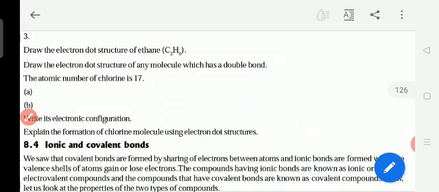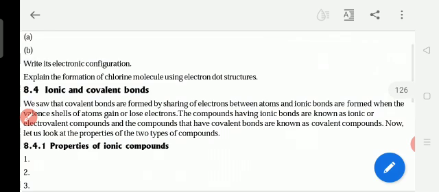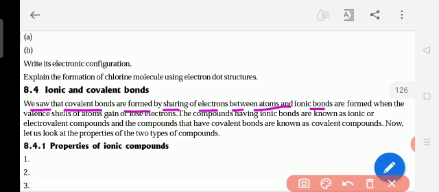Now we will see the ionic and covalent bonds properties. We saw that covalent bonds are formed by sharing of electrons between atoms, and ionic bonds are formed when the valence shells of atoms gain or lose electrons. Okay, so here they are explaining about the covalent and ionic bonds.